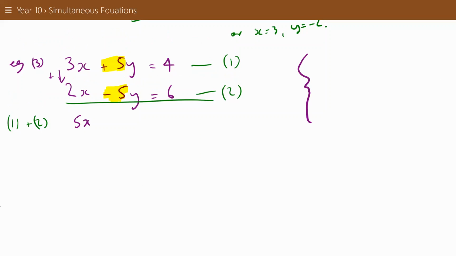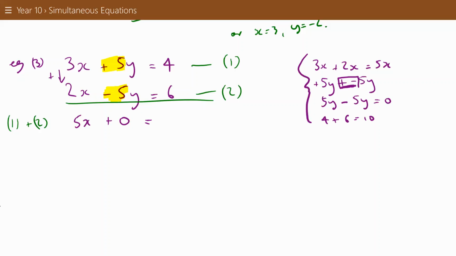Again, it sometimes helps just to break it down over here. Now here, plus 5y, we're adding the equation, so I'm plussing minus 5y. It becomes 5y minus 5y, which equals 0. The whole point of adding the equations is so we get this plus and minus together, which becomes a minus. So plus 0. What is 4 plus 6? It is 10. So we have got 5x equals 10.